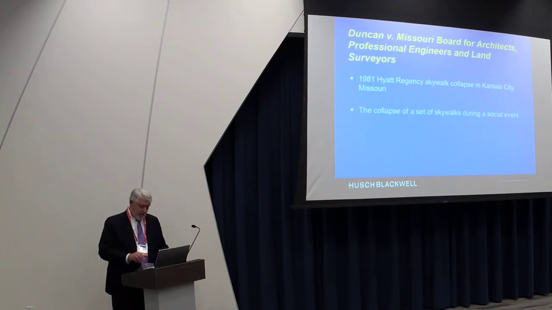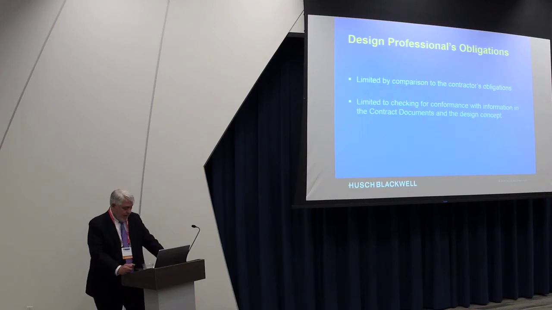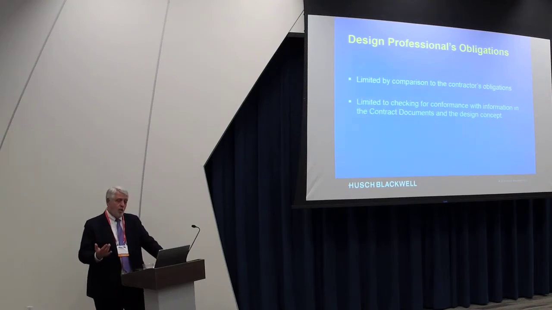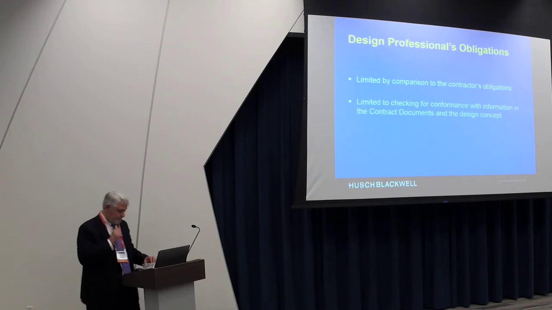The language in the AIA, let me back up a little bit here. The language in the AIA contract actually has an exclusion that specifically says it excludes obligations on the part of the design professional for accuracy and completeness of details such as dimensions and quantities or installation instructions or equipment performance. Those all remain the obligation of the contractor.